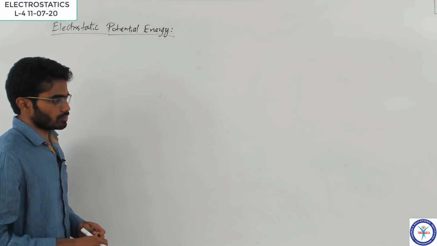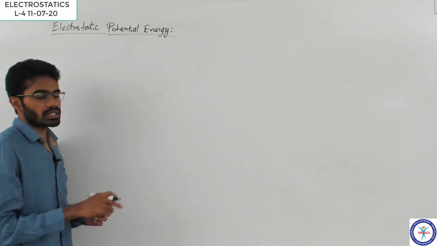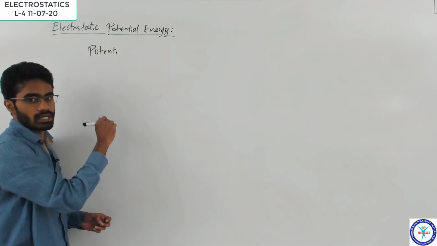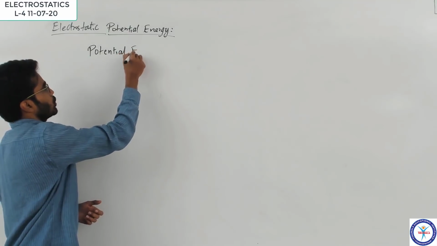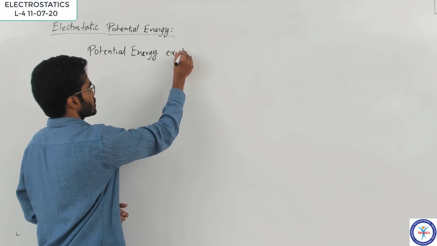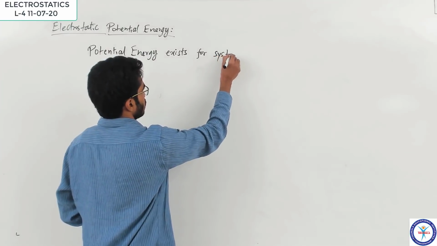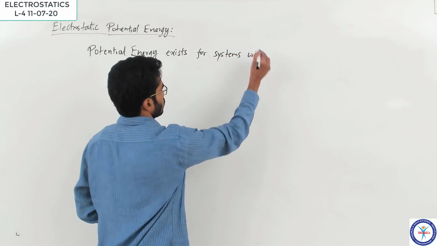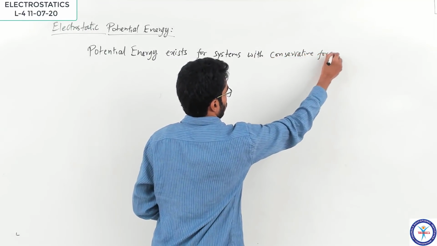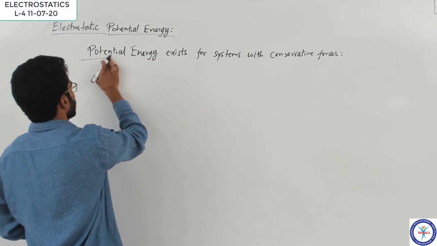For any system, if we have to understand what potential energy is, the first thing is this: potential energy exists only in the case of conservative systems. Potential energy exists for systems with conservative forces. So, this is very important.